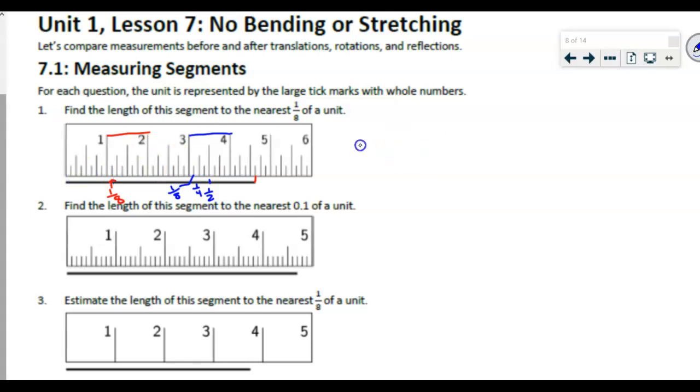So when I am asking for this to be measured to the nearest 1/8 of a unit, we can see that it's between 4 and 5. So do I just say 4? Do I say 5? How do I measure to the nearest 1/8 of a unit?